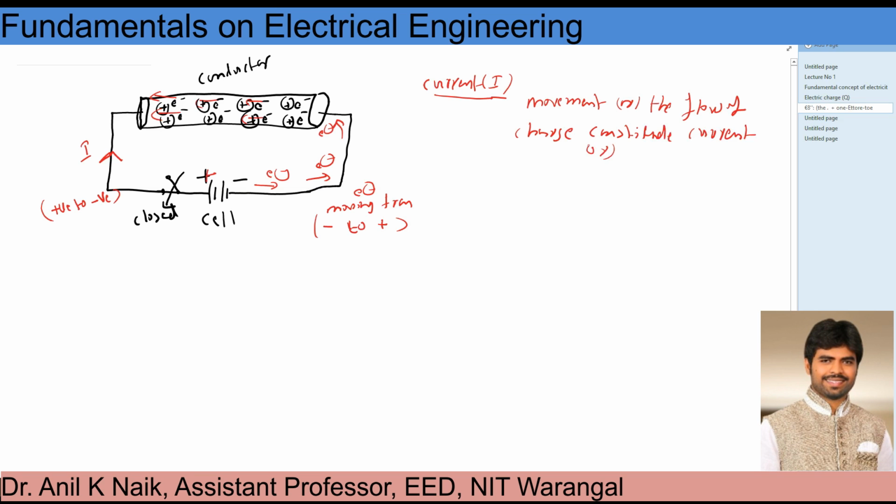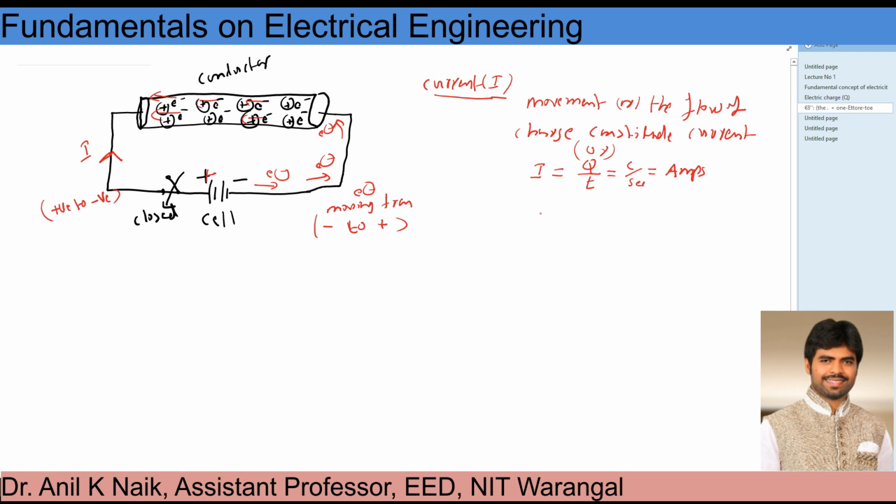Or I can say it is the flow of charge per unit time. I is equal to the flow of charge for a unit time t. So the charge is in coulombs, and the time is in seconds, and this can be written in amperes.